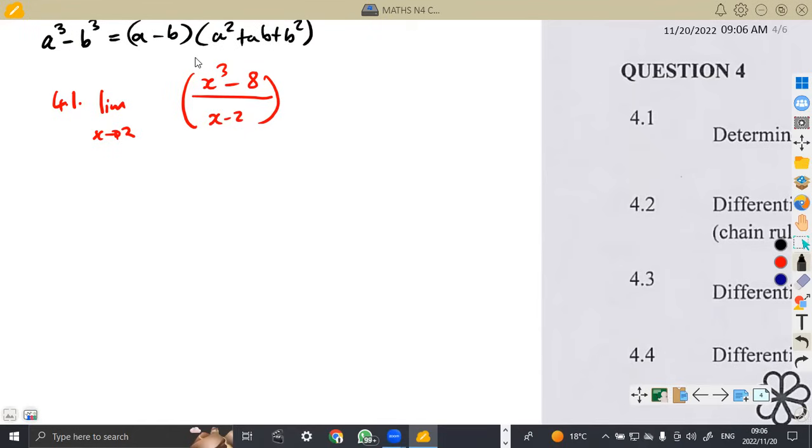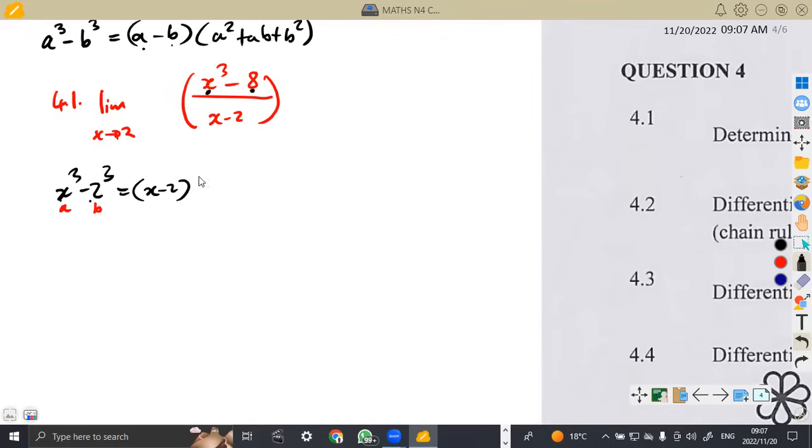This factorization, you are supposed to know it, guys. Why is this so? Because if we are to cross-check, this is x cubed, this is 8. Remember, 8 is the same as 2 to the exponent of 3. So that was actually the same as writing x cubed minus 2 to the exponent of 3. So we have our a and our b. From this simplification, it is a minus b, which is x minus 2.